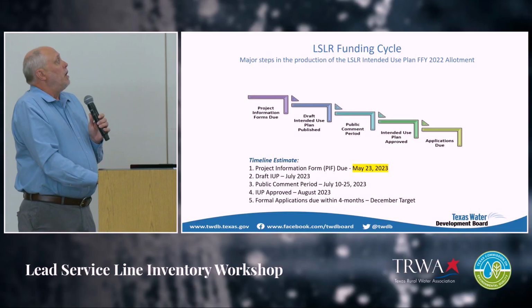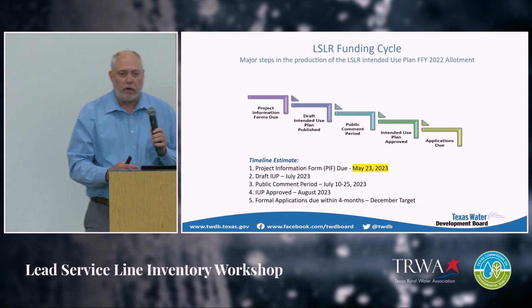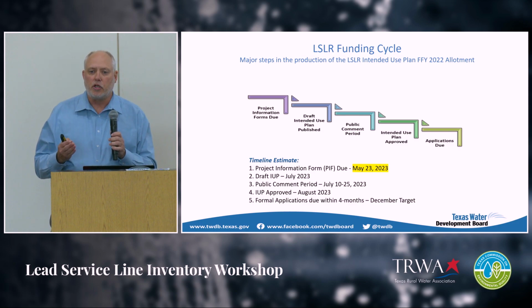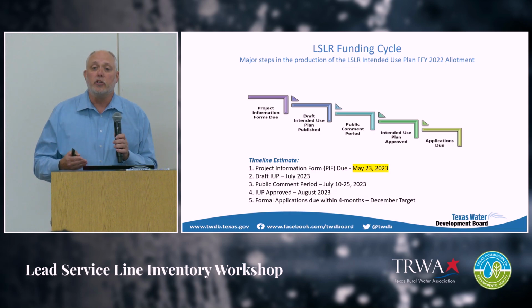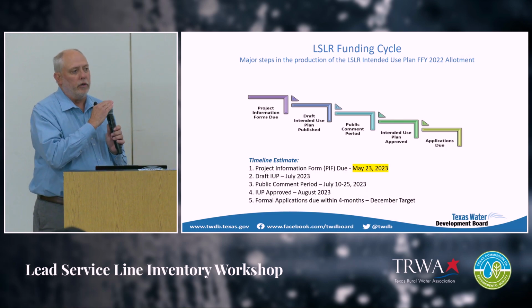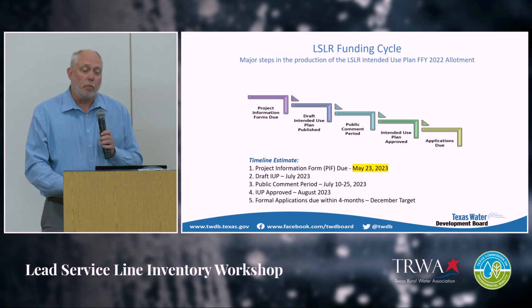So how does it work? You start with a project information form, which is our initial loan application form. It's a form that's about 5 or 6 pages long, basically asks you who, what, when, and where, contact information, address, population, number of connections, those types of just basic information. The thing that's critical, though, in your project information form is your scope of work and then a budget for your project.